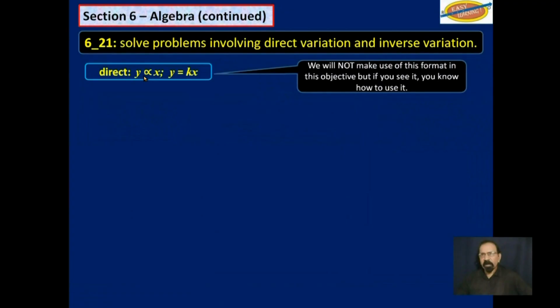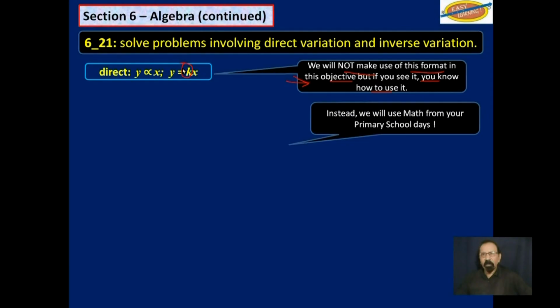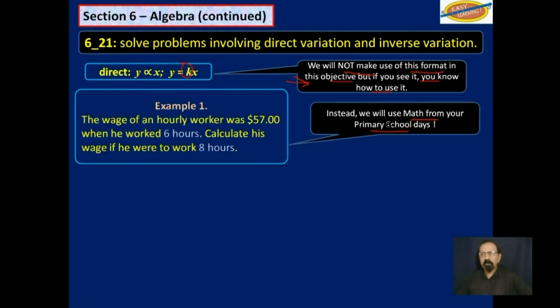So let's deal with direct. We will not make use of this format, but if you see it, you know how to use it. The truth of the matter is we have been using it transparently without knowing, even in grade 3. So instead, we will use math from your primary school days. Example 1. The wage of an hourly worker was $57 when he worked 6 hours. Calculate his wage if he were to work 8 hours.